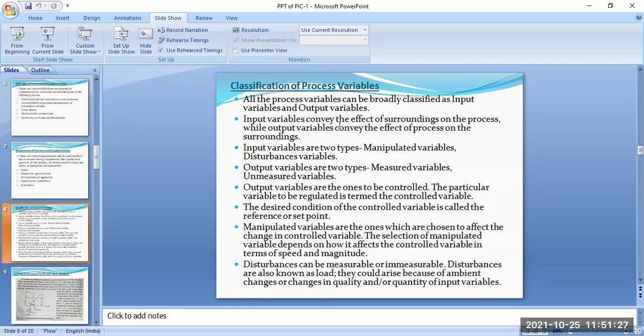So this input variable conveys the effect of the surroundings on the process, while the output variables convey the effect of the process or plant. This process and plant, it is the same thing or same words. The output conveys the effect of the process or plant on the surroundings. So please remember these things also. This input variable conveys the effect of the surroundings on the process. That means what type of input you have given or the user has given. Then the output variable you are receiving conveys the effect of the process on the surroundings also.